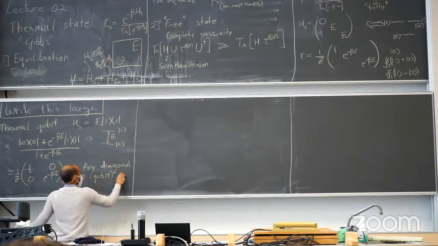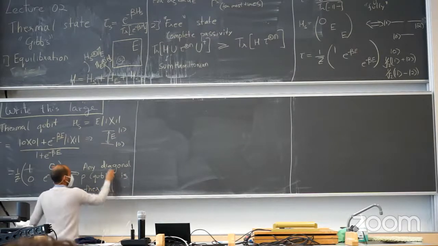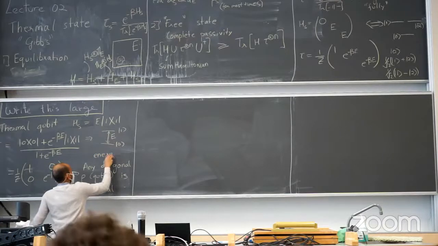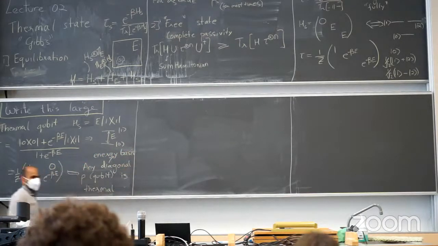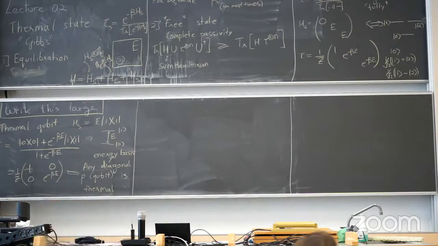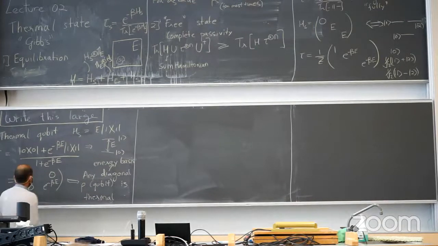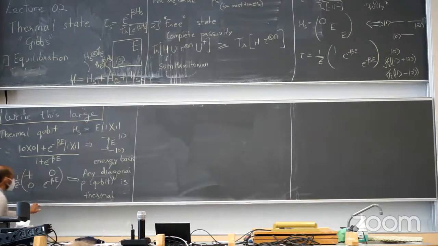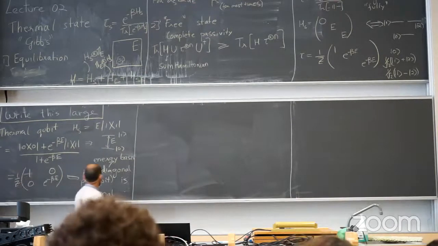is thermal. Now, I just want to remind everyone that I'm working really exclusively in the energy basis. So when I say diagonal, it means in the energy basis. And in fact, it has to, because if I said diagonal in general, that doesn't have any meaning because you can always change basis and make it off diagonal. So if I say it without specifying further, it is in the energy basis. Right, so every diagonal density matrix of a qubit is thermal.